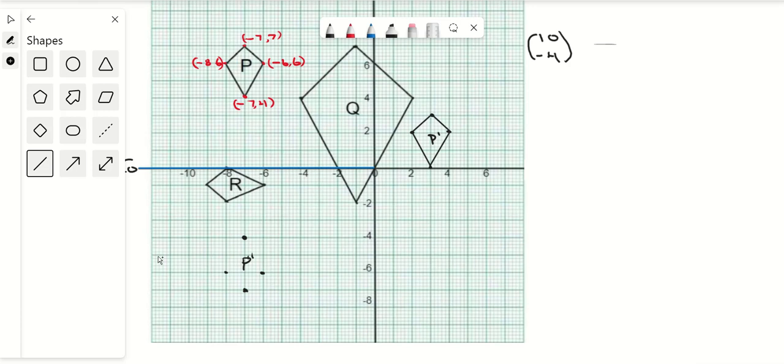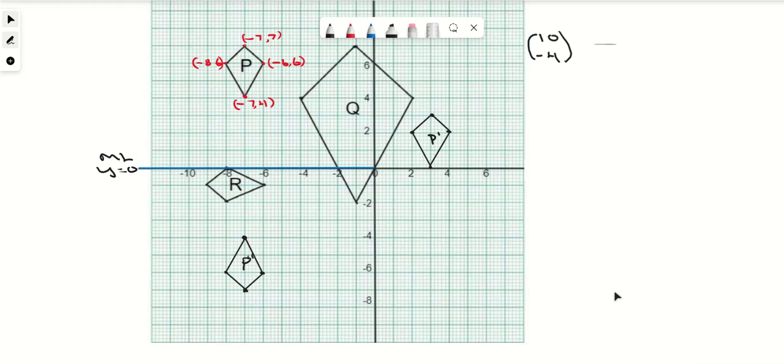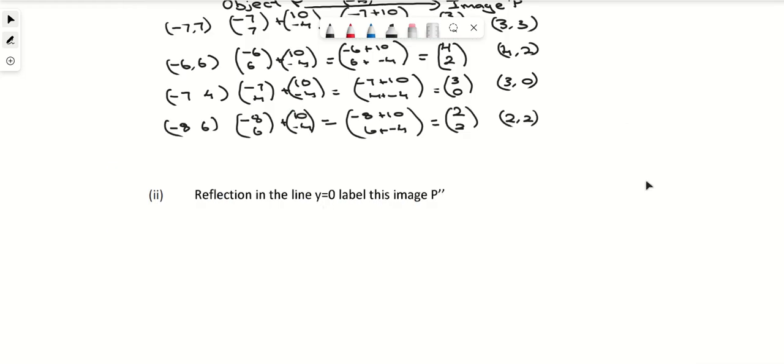So then let us just connect the lines so we can actually see the image. It's from here to here, and then from here to here, and then from here to here, and then again from here to here. And that would be image P2 along your mirror line y is equal to 0. And that is the answer for part A2.